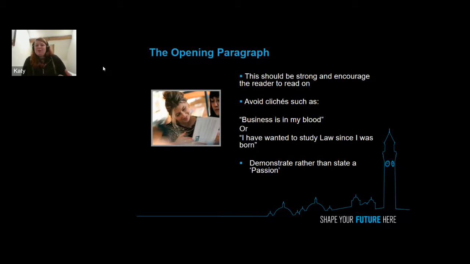And also demonstrate rather than state a passion. It's okay to say I have a passion for this subject, but you want to know why. Don't just leave it there, but elaborate a bit more on that as well.